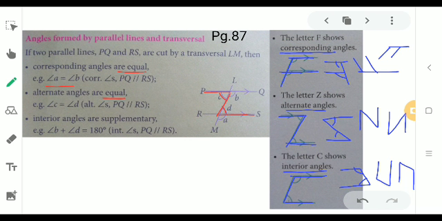Now what about interior angles? Interior angles are supplementary. What does supplementary mean? It means they add up to 180. An example of interior angles is angle B and D. Take a look at angle B over here and angle D over here. This is the parallel line and this is the transversal, so it's forming a C letter. So when you add angle B and angle D, it will add up to 180 degrees.